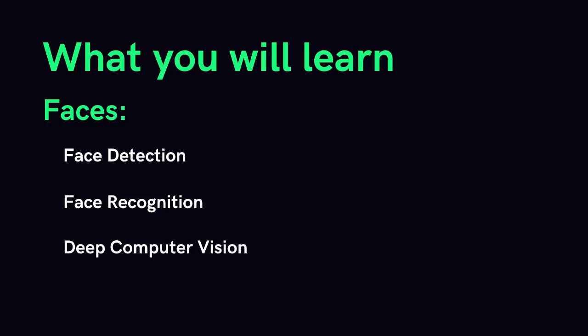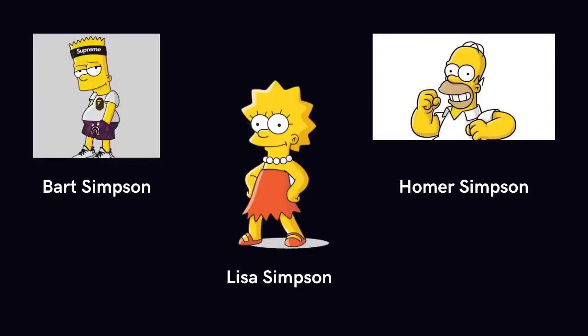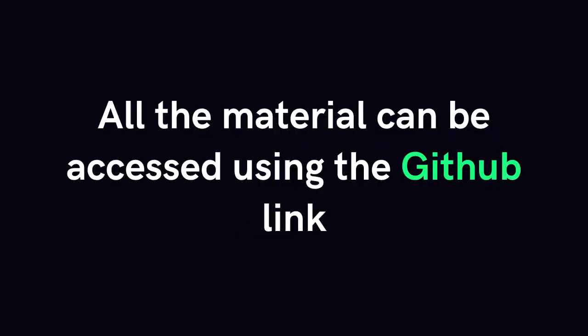In the last video, we'll be building a deep computer vision model to classify between the characters in The Simpsons based off some images. All material discussed will be available on my GitHub page, and all relevant links will be put up in the description below.